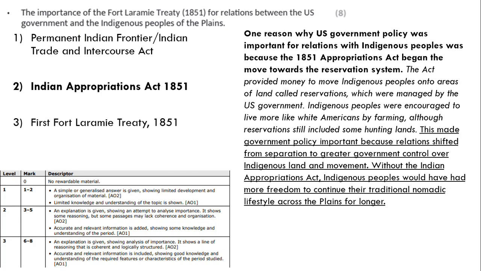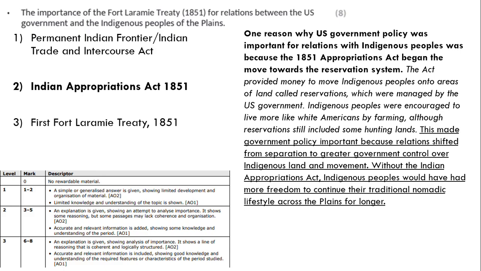One reason why US government policy was important for relations with indigenous peoples was because the 1851 Appropriations Act began the move towards the reservation system. The Act provided money to move indigenous peoples onto areas of land called reservations, which were managed by the US government. Indigenous peoples were encouraged to live more like white Americans by farming, although reservations still included some hunting lands. This made government policy important because relations shifted from separation to greater government control over indigenous land and movement.